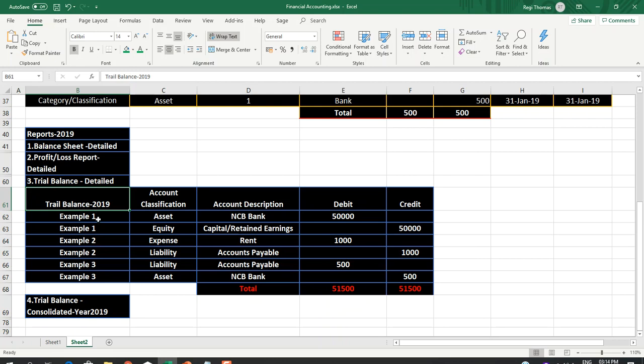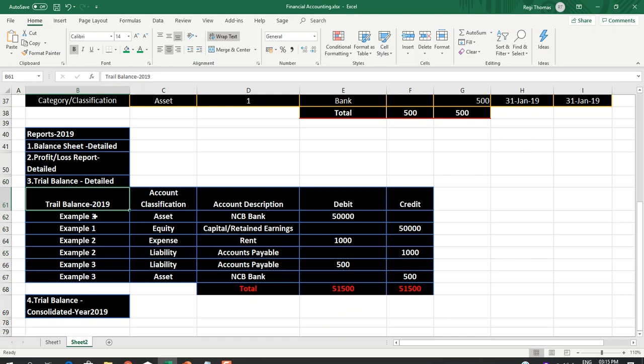The trial balance report will consider all the categories: asset, equity, liability, revenue and expense. It shows all the reports' balances. That is nothing but your trial balance. So this is nothing but a detailed trial balance report.